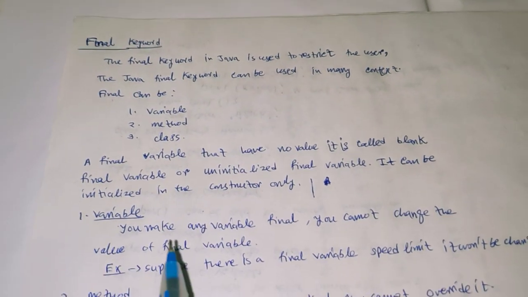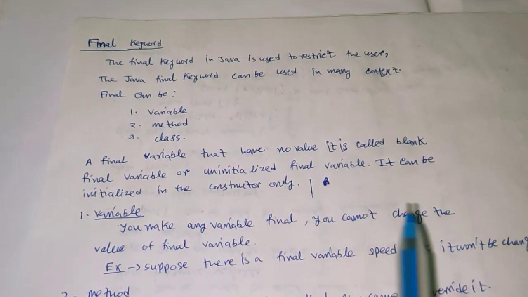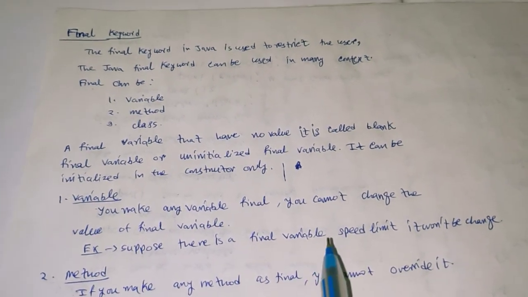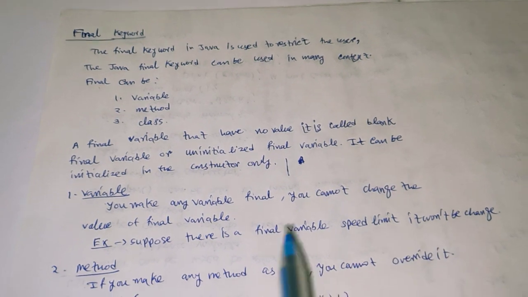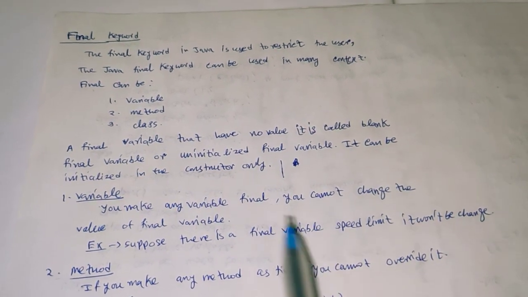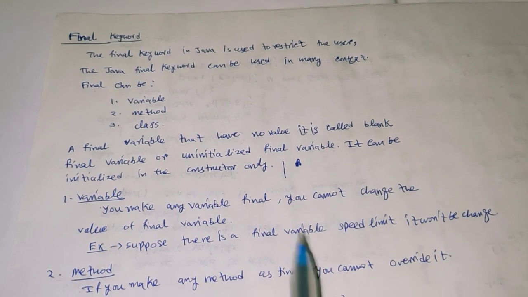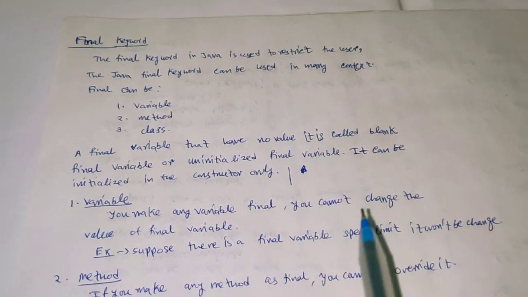So if you make any variable final, you cannot change the value of the final variable. Example, suppose there is a final variable speed limit, it won't be changed. Suppose the speed limit is 50 and it is final, final int speed limit equal to 50, and it won't be changed throughout the program.